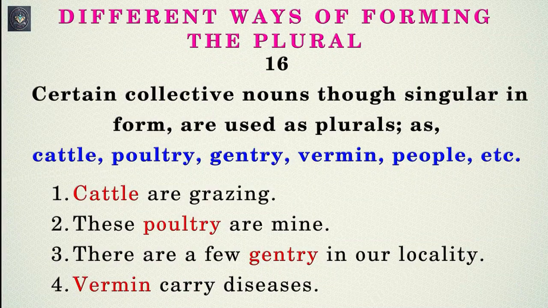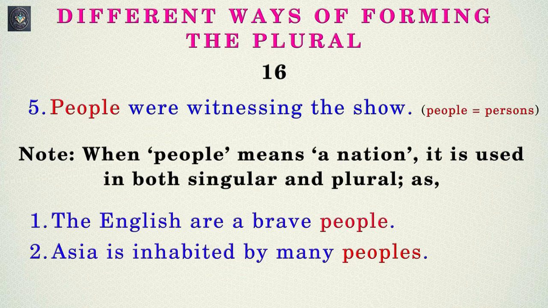Rule number 16. Certain collective nouns, though singular in form, are used as plurals, as cattle, poultry, gentry, vermin, people, etc. Let's see them in the sentences. First, cattle are grazing. Second, this poultry are mine. Third, there are a few gentry in our locality. Fourth, vermin carry diseases. Fifth, people were witnessing the show.